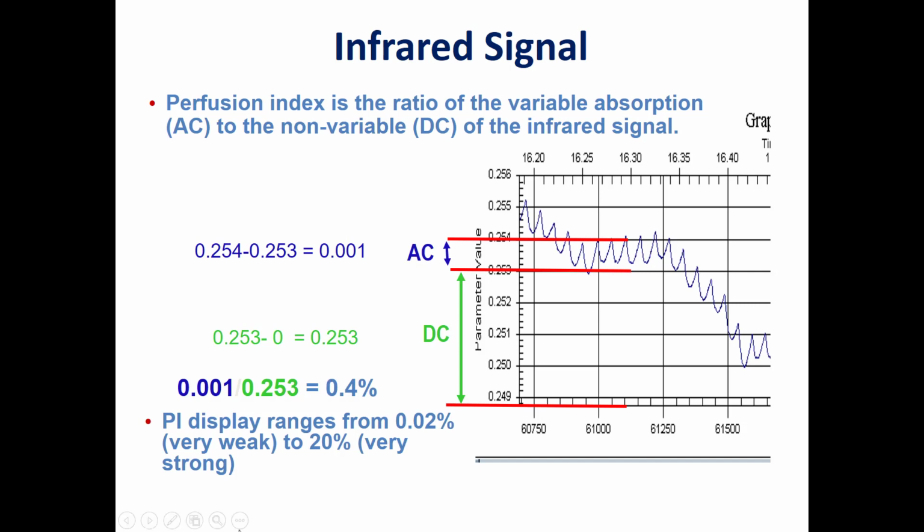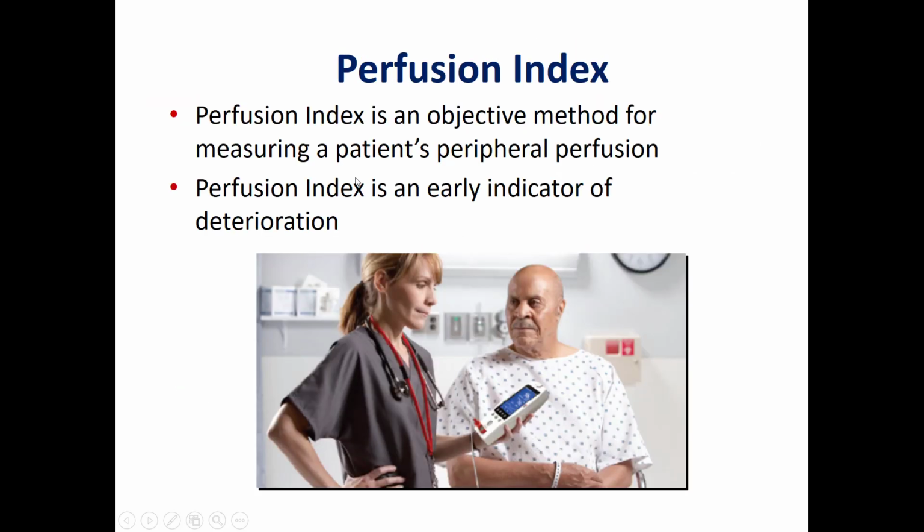Usually this perfusion index ranges from a value of 0.02% to a value of 20%. 20% means that we have a really good perfusion and a healthy person. A value of 0.02% means a very weak signal or very weak ratio, and this means we have a really bad perfusion, which could lead to serious harm to the patient. So, as we said, perfusion is an early indicator of deterioration for the patient.